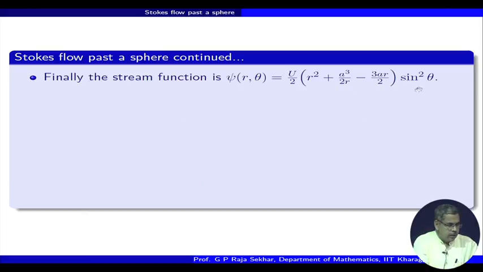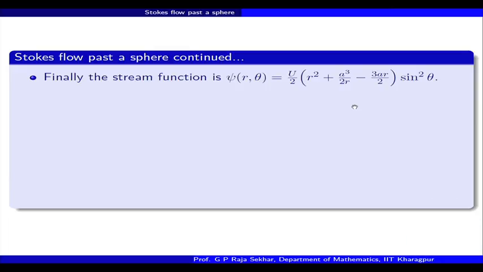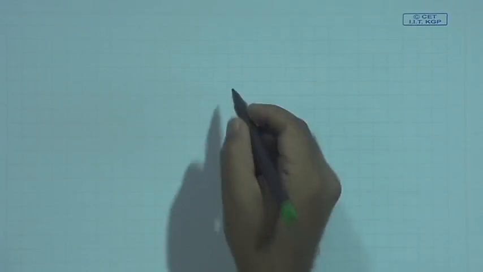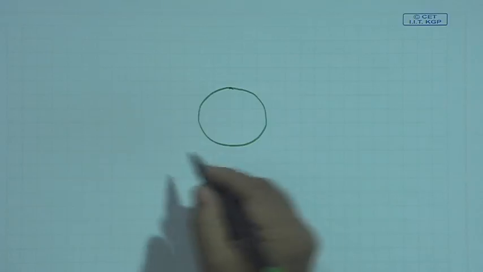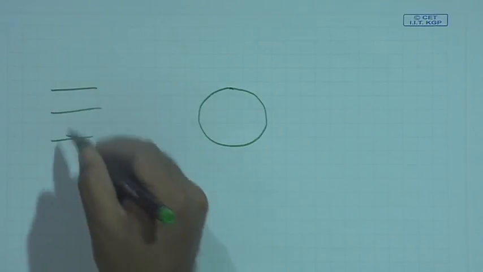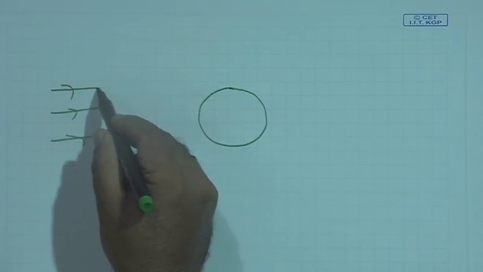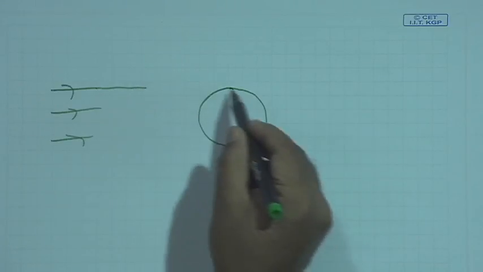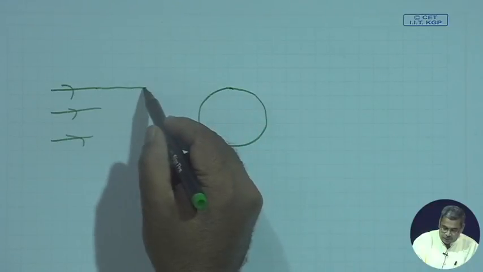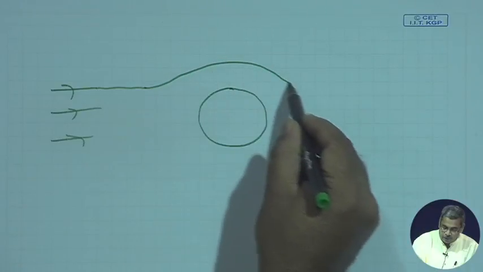So, you can see the far field structure is visible. Far field is u by 2 r square sin square theta. So, that is why we have taken the corresponding functional form as a function of r times sin square theta, and we got 2 additional things. So, what are these additional terms? Okay. So, you have a sphere and you have uniform velocity. What will happen? A streamline coming close to the particle realizes that there is an obstruction. So, it gets deviated.